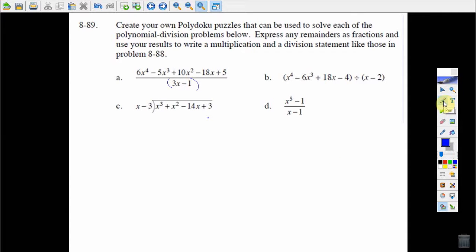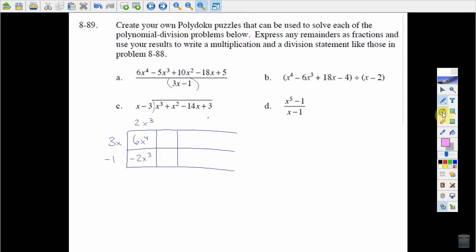So we're going to go ahead and set up an area model. We're going to have 3x minus 1. I'm going to leave this a little open-ended right now. And in this top left square, I'm going to put 6x to the fourth. And I'm going to ask myself, what times 3x gives me 6x to the fourth? Well, 2x cubed should work. And that'll be negative 2x cubed.